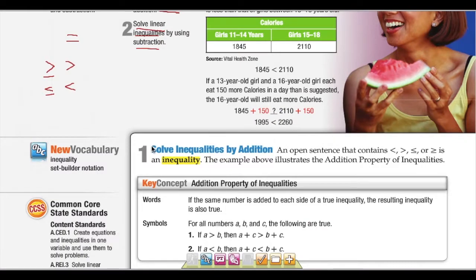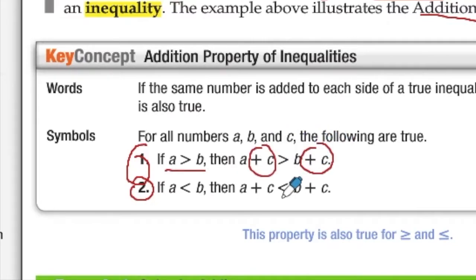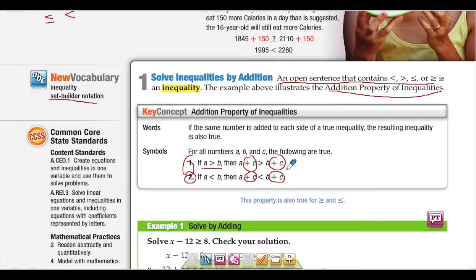For the new vocabulary, you have inequality, which is an open sentence that contains one of those symbols that we just listed. And what we're going to be using is the addition property of inequalities. We're also going to be looking at set builder notation a little bit later. On your notes, make sure that you fill in the symbols for the addition property of inequalities. If A is greater than B, then if we add C to both sides, we're still going to get a true inequality. And if A is less than B, same thing. If we add C to both sides, we're still going to have a true inequality.